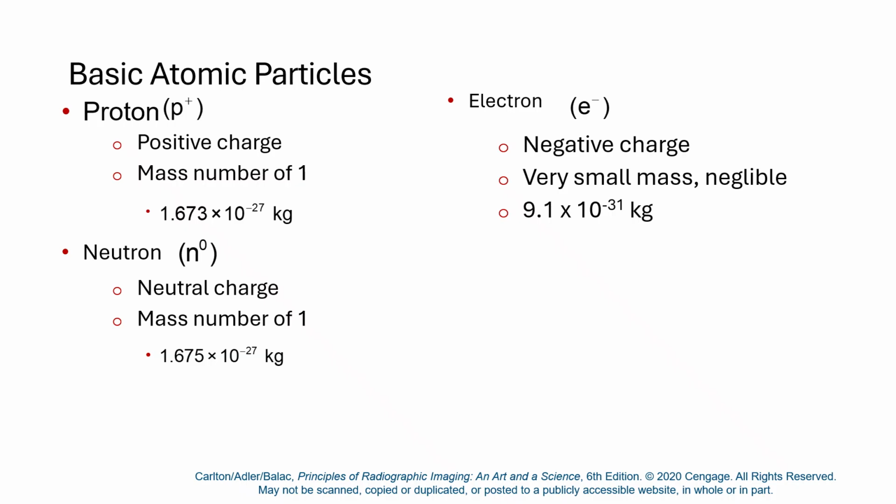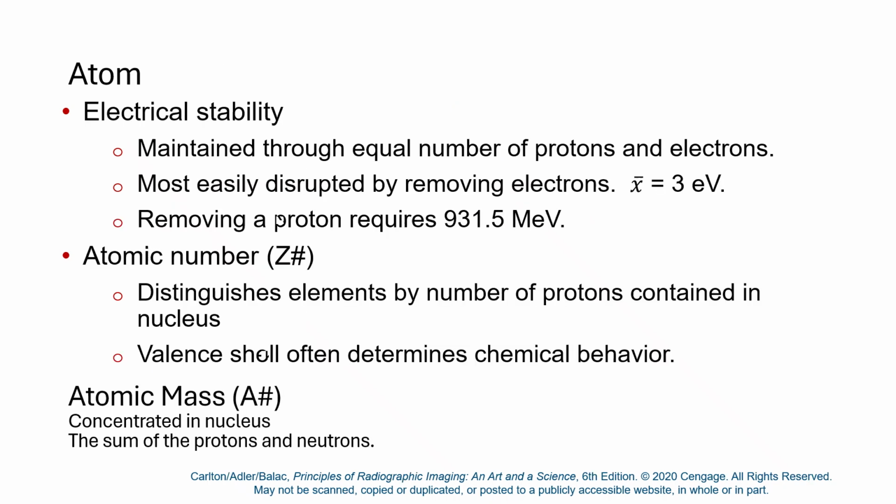It weighs the same as a proton. The electron has such a small mass that we really don't count it in the overall mass of the atom. But it possesses a negative charge equal in magnitude, opposite in sign to the proton. So electrical stability or neutrality.